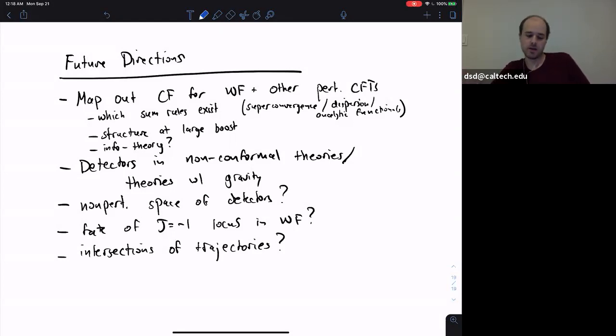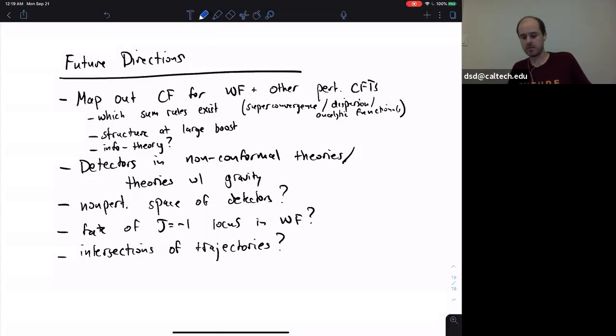And I think that one interesting direction here is to understand these similar types of questions, for example, in nonconformal theories. For example, in something like QCD. What are the good detectors of QCD? Can we, for example, take the LHC and expand it in the space of QCD detectors? And what would that look like? That's, I think, an interesting question. So that would be an interesting direction to go.